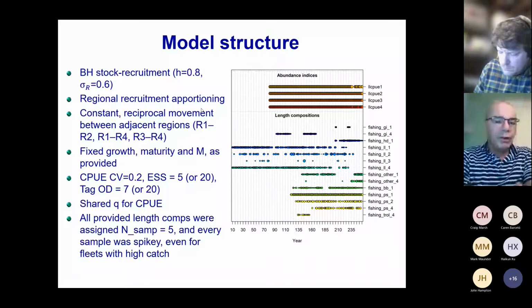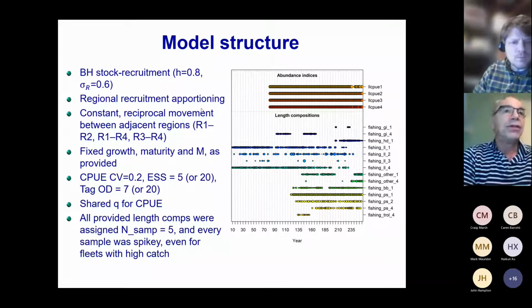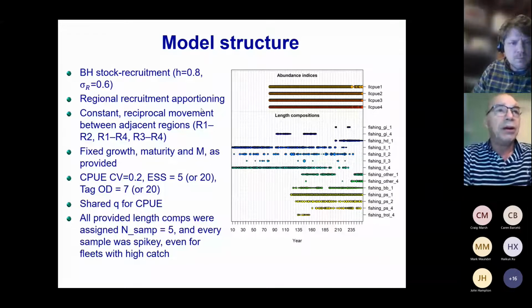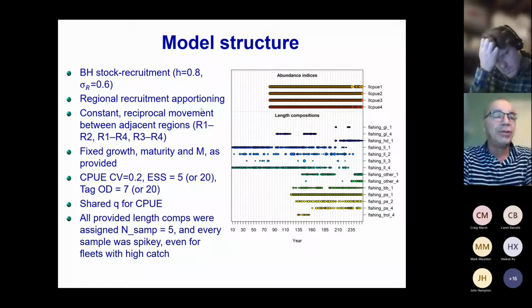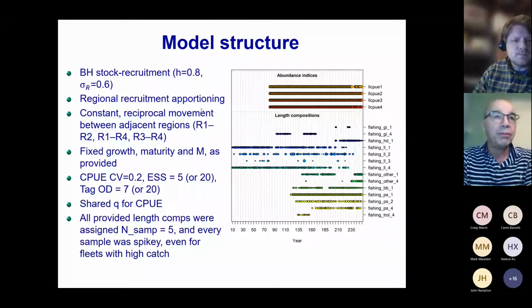We took from the description of the data sets and the simulation, we're using a Beverton-Holt stock recruit relationship with a steepness of 0.8, sigma R of 0.6. And then there's the regional recruitment apportionment.